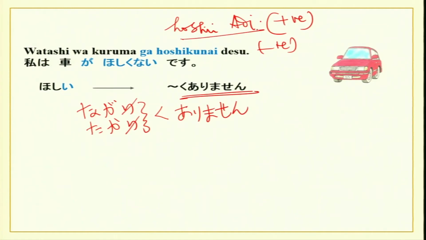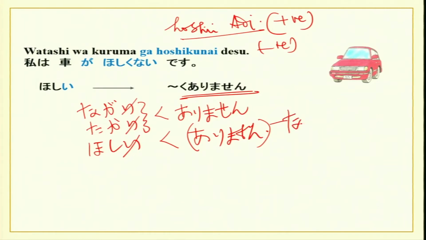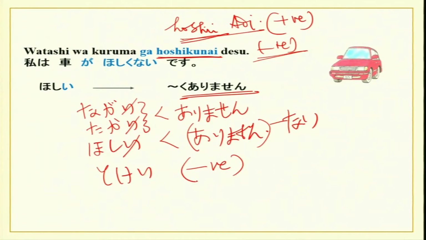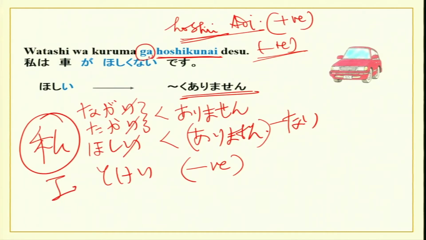So, as hoshii is also an adjective, hoshii, similar pattern, hoshiku arimasen, and what is the plain form for arimasen? It is nai. So, hoshiku nai, and that is exactly what is given over here, hoshiku nai in negative. Watashi wa kuruma ga hoshii desu. Watashi wa kuruma ga hoshiku nai desu. You can also say watashi wa tokei ga hoshii desu, and again tokei ga hoshiku nai desu.